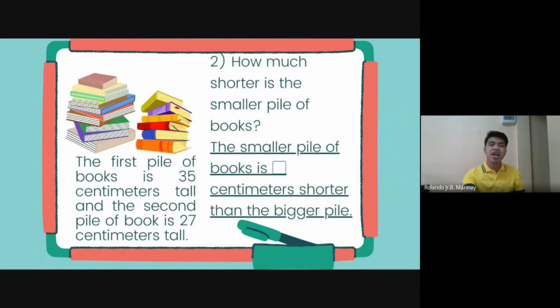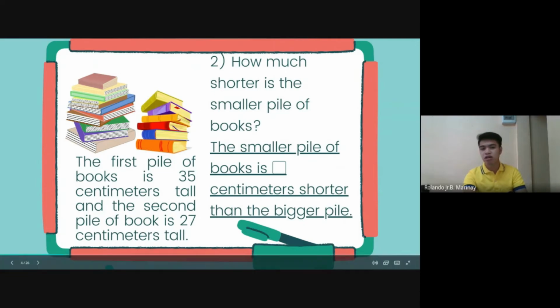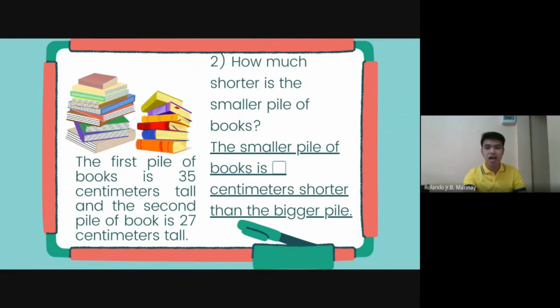Number two, we have two piles of books. The first pile is this and the second one is this. The first pile of books is 35 centimeters tall and the second pile is 27 centimeters. So the question is, how much taller or shorter is the smaller pile of books?